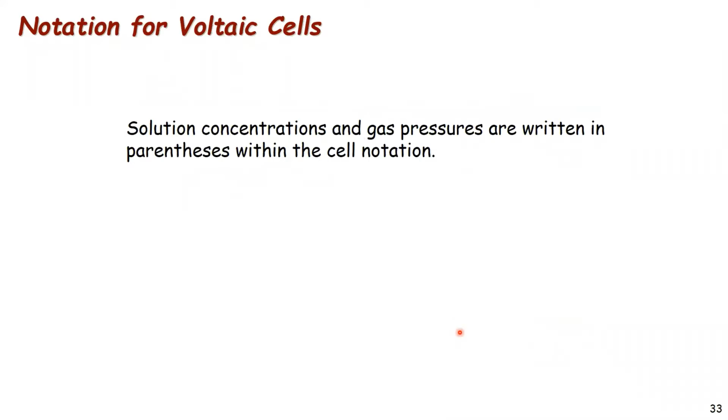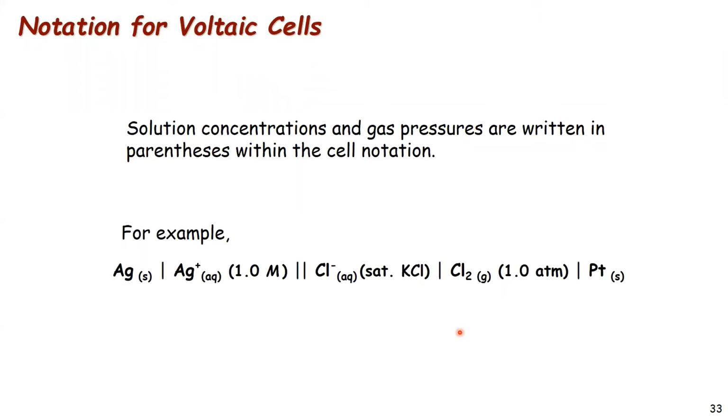Okay, so solution concentrations and gas pressures are going to be written in parentheses within the cell notation. So for example, it might look like this. Here I have a silver anode in a silver 1 solution, and that solution is 1 molar. Now, this could be 0.1 molar, okay? So again, if nothing's written, we automatically assume it's 1 molar.